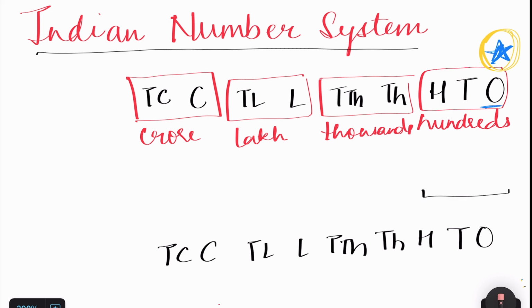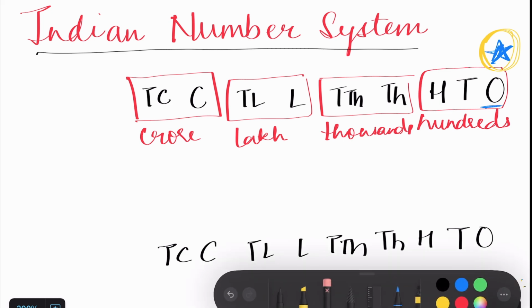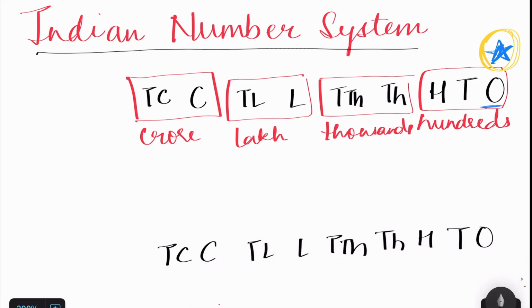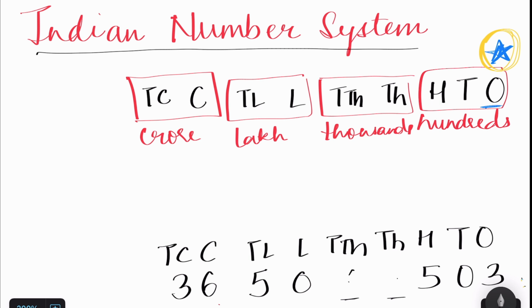Okay, so let me say a number. The number is 36 crore, so that's where my 36 comes. 50 lakh, okay, that's my 50 lakh. 503. Now I did not say 1000, so there's nothing in these two places. I said 503. So these two places which are just left, you put your zeros here.